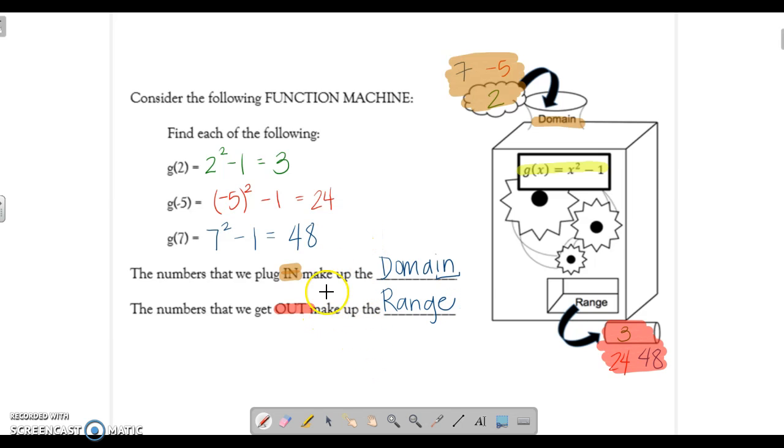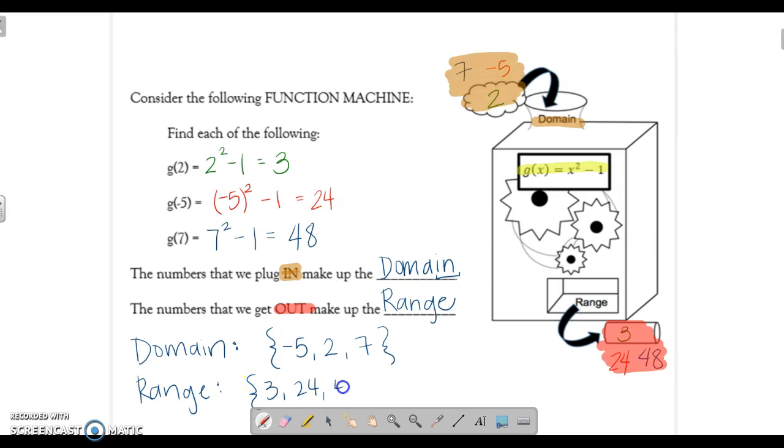And typically how we're going to write these when these are independent numbers, it's not like an interval of numbers that work. So for domain, you can write it in what we call set notation, and you can draw this funky bracket, and you list your x's or your inputs in order from least to greatest. So we could write -5, 2, 7, and that's going to give you your domain. And then your range, you write in the same notation, but again, these are just going to be your y's, your outputs. So this would be 3, 24, and 48.